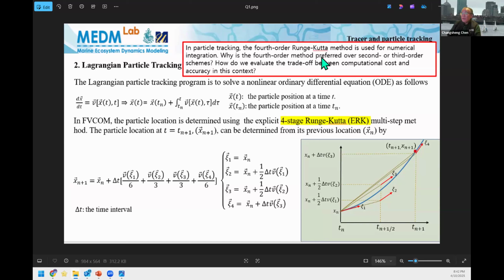Also, you can evaluate with drifter data. I have a picture, I'm just trying to find it for you, to show how the particle tracking compares with real drifters. That's the way you can compare how good the method is.